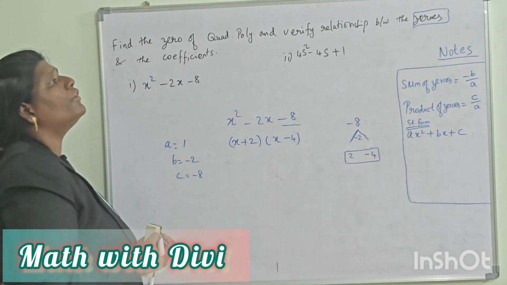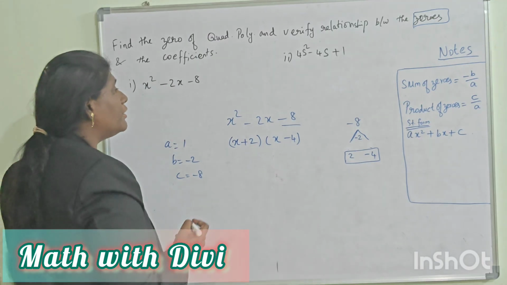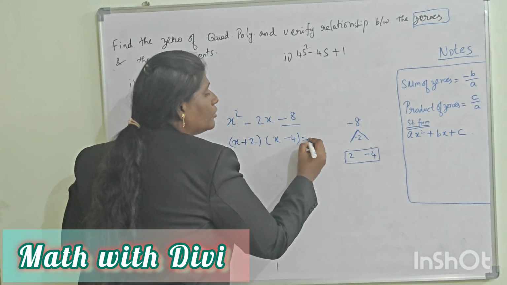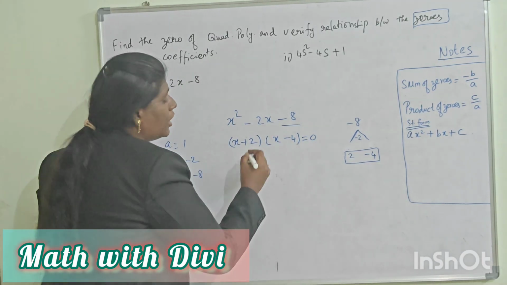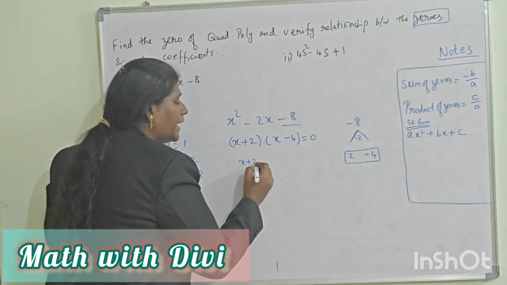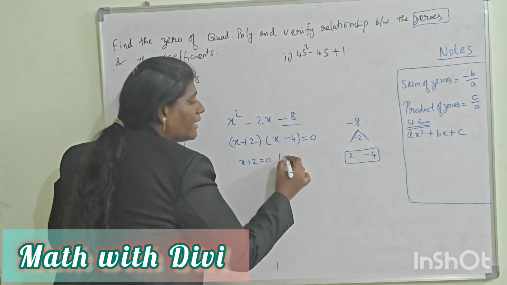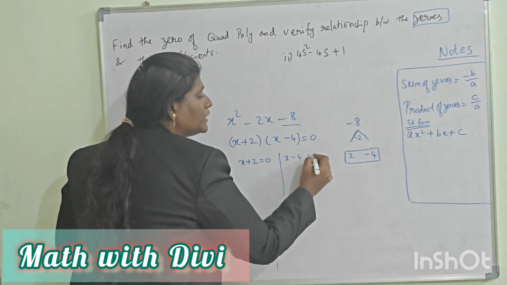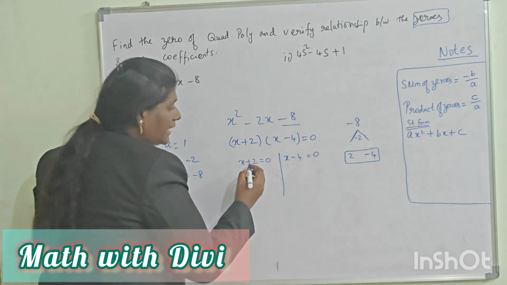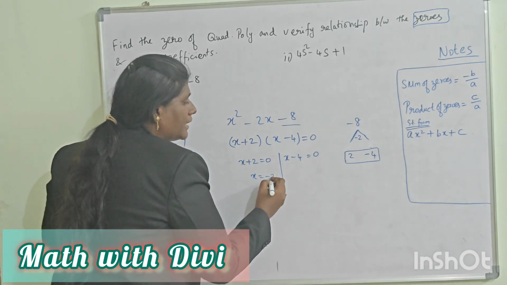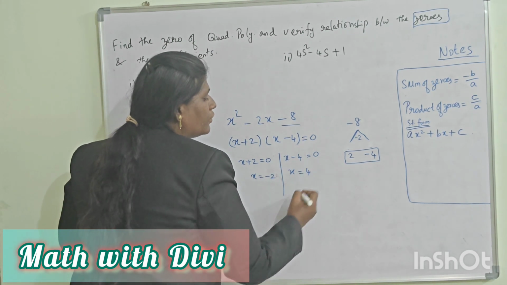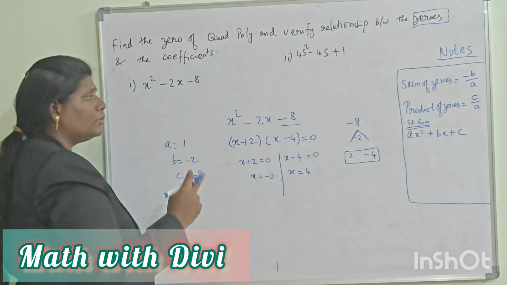So we have to find the zero of the polynomial. Zero na enna pananum, equal to 0 போடணும். Okay, x plus 2 equal to 0 வா இருக்கலாம், otherwise x minus 4 equal to 0 வா இருக்கலாம், right? So x is equal to -2, x is equal to 4. Okay, we have two answers.